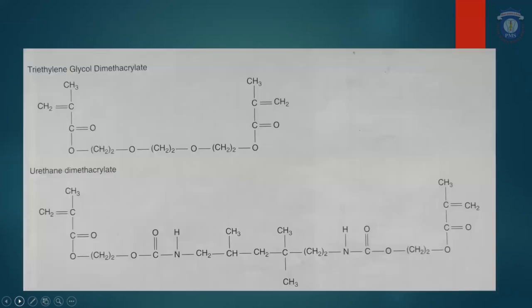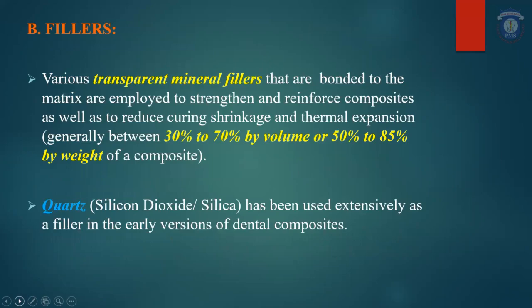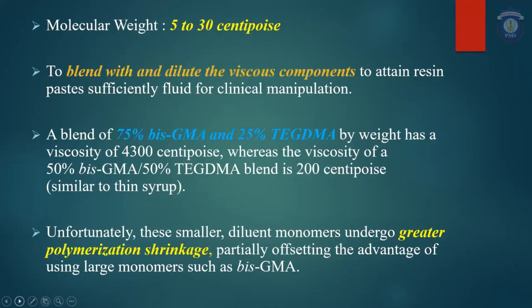Okay, so you can see that when compared to BIS-DMA and UDMA, the TEC-DMA molecule is actually very much smaller. Okay, so that is that. And then, okay, the molecular weight: I told you that the viscosity of BIS-DMA was 8 lakh centipoise, and here TEC-DMA is only 5 to 30 centipoise.